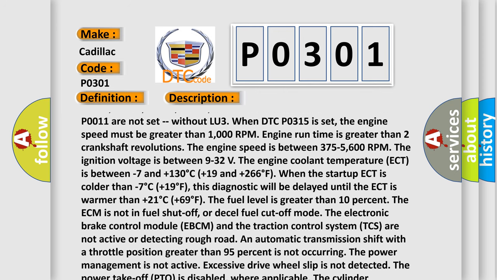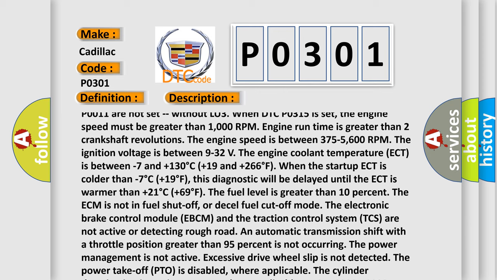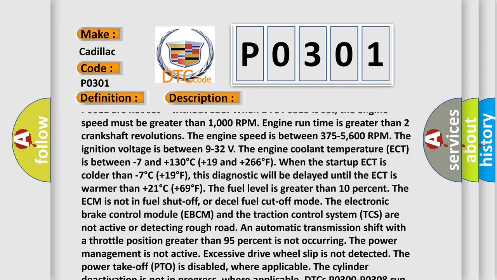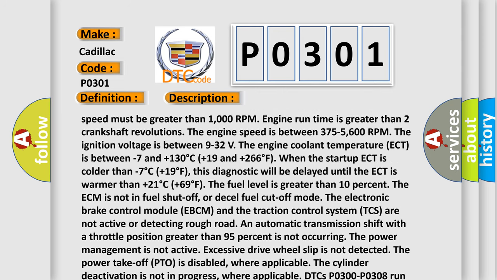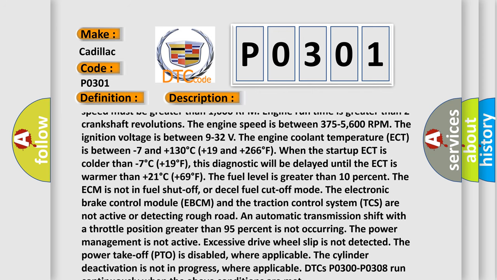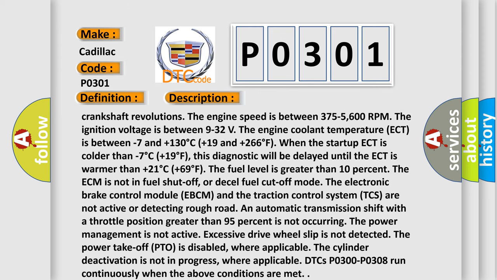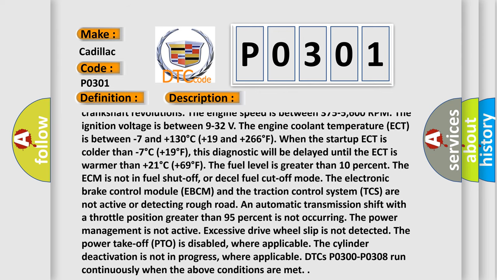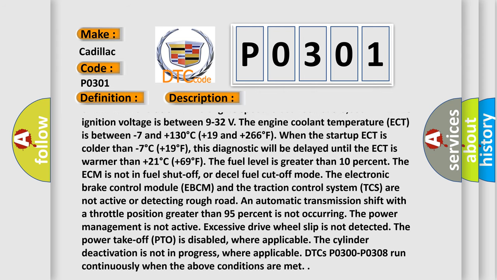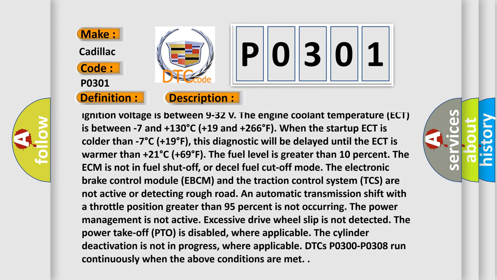The engine speed must be greater than 1000 RPM. Engine run time is greater than 2 crankshaft revolutions. The engine speed is between 375-5600 RPM. The ignition voltage is between 9 to 32 volts. The engine coolant temperature ECT is between -7 and +130 degrees Celsius, +19 and +266 degrees Fahrenheit.